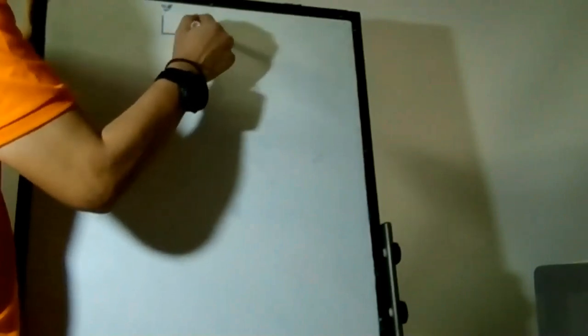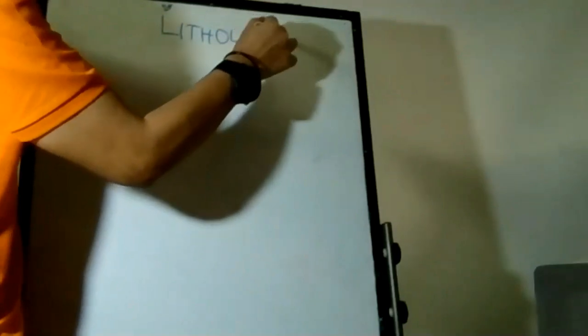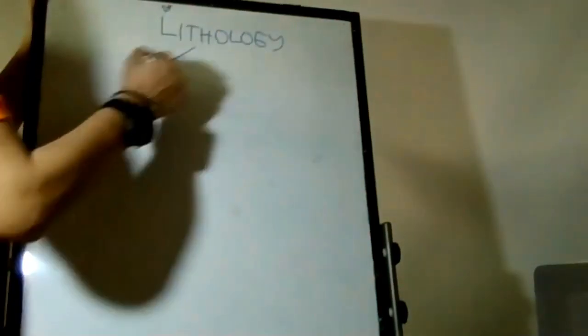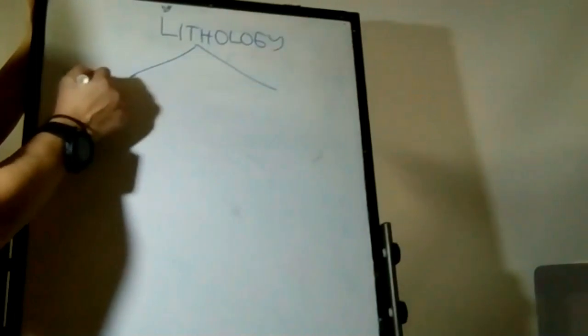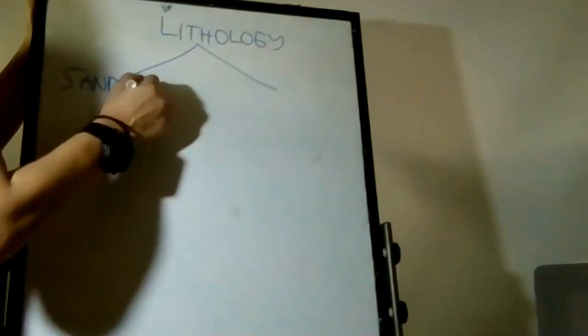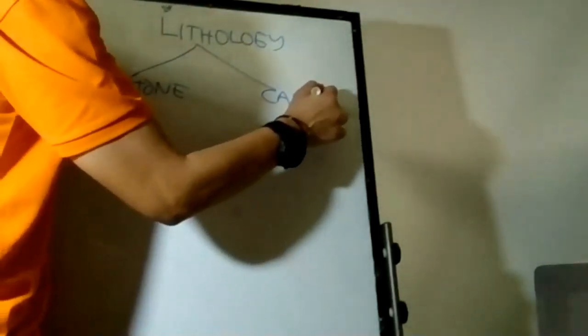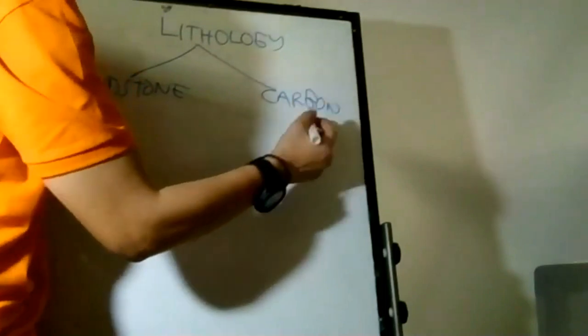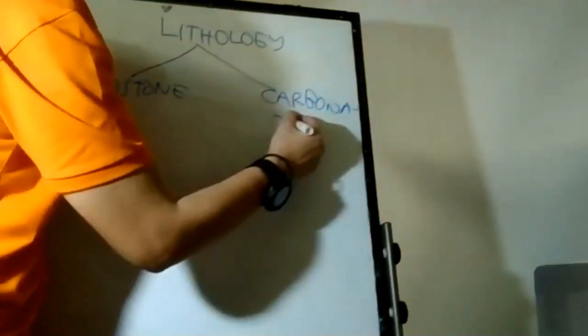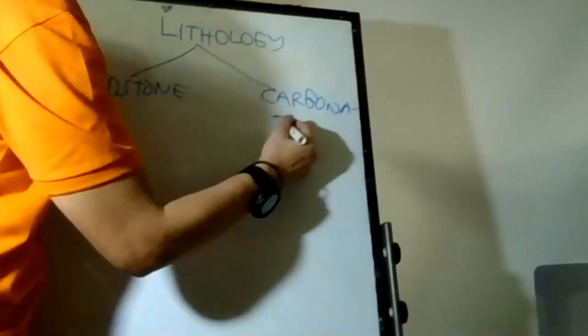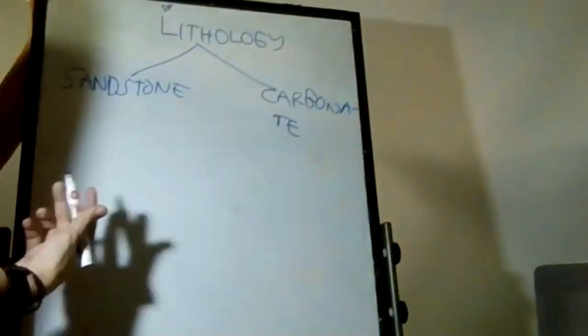So number one, you start with lithology. Let me just put this lithology into two. Number one is sandstone, and the second type is carbonate. Forgive my bad writing here, but let me just spell it. Sandstone and carbonates, all right?